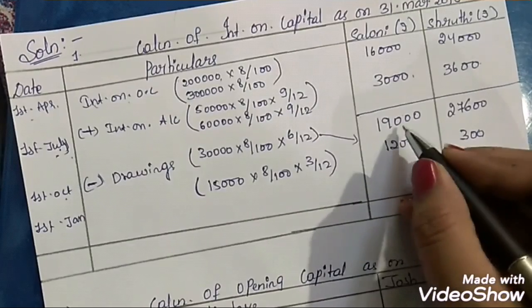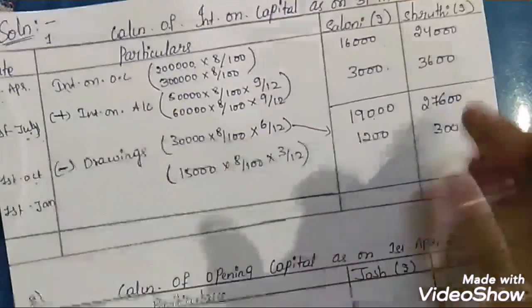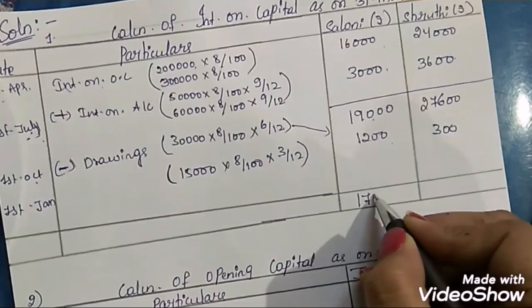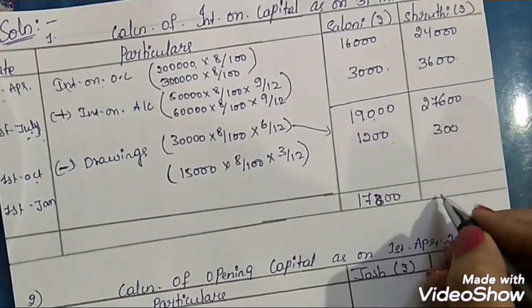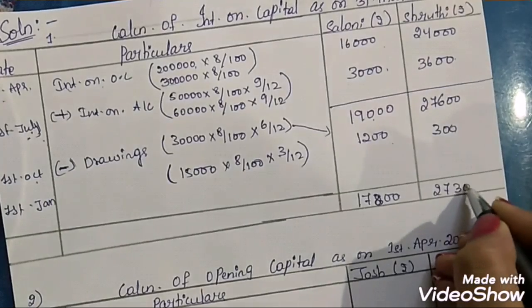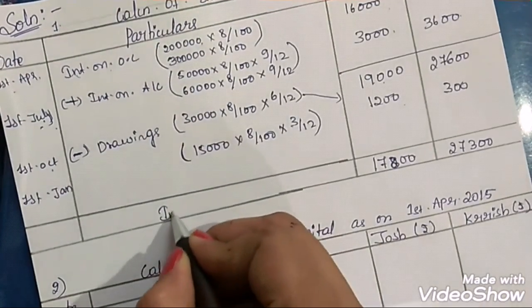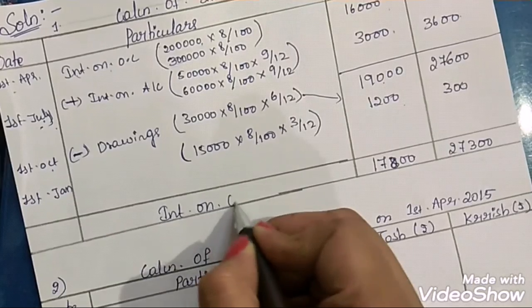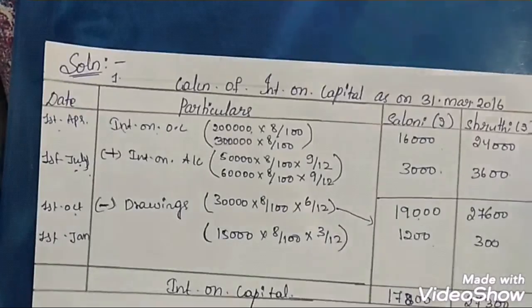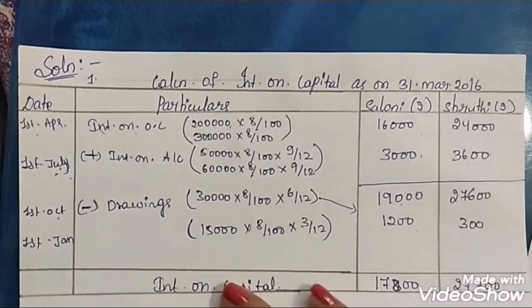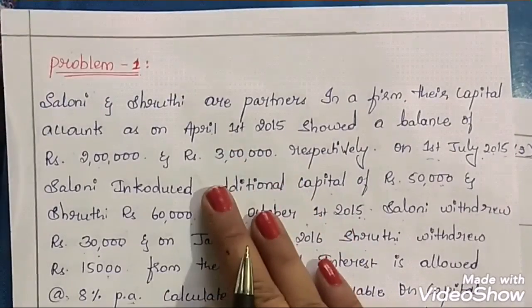Now we have to deduct these drawings. Okay, so when we deduct 1200 from 19,000, we get the amount rupees 17,800, right? And here 27,300. Okay, so this we can call interest on capital at the end of the year. Okay, so this is how we find out the interest on capital in the first case when the additional capital is given in the question.